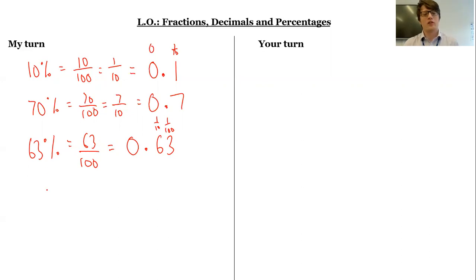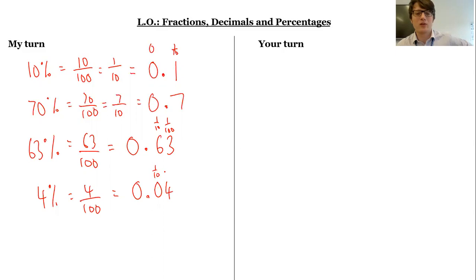One of the ones just to watch is something like 4%. So I get 4 hundredths, which is going to be the same as 0.04. Now not 0.4, that would be 4 tenths. Hundredths, remember, is the second column after the decimal point. So I need this placeholder here to show that I've got no tenths and 4 hundredths.